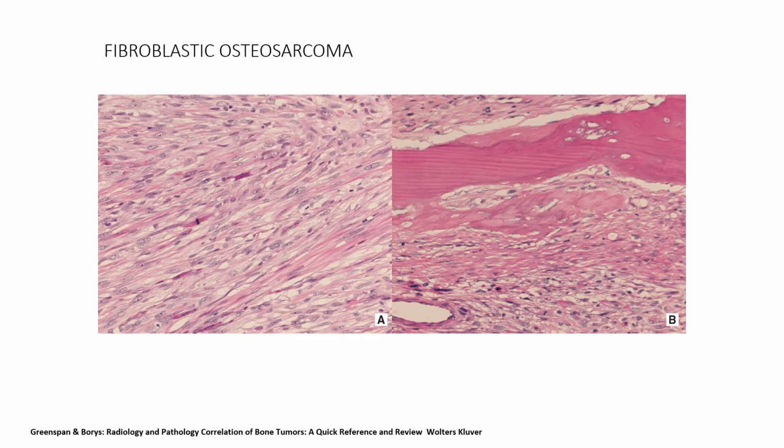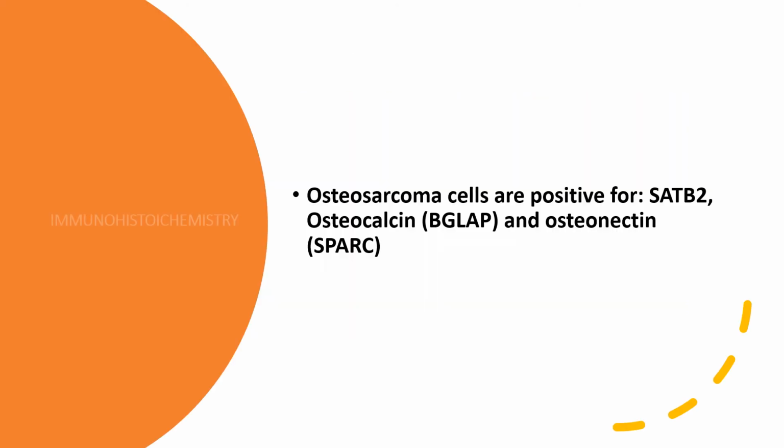This slide shows predominantly spindle cell proliferation with prominent pleomorphism and scant osteoid production, which is consistent with fibroblastic osteosarcoma. Osteosarcoma cells are positive for SATB2, osteocalcin, and osteonectin. This tool may be useful when you have a very small biopsy to differentiate from other tumors.